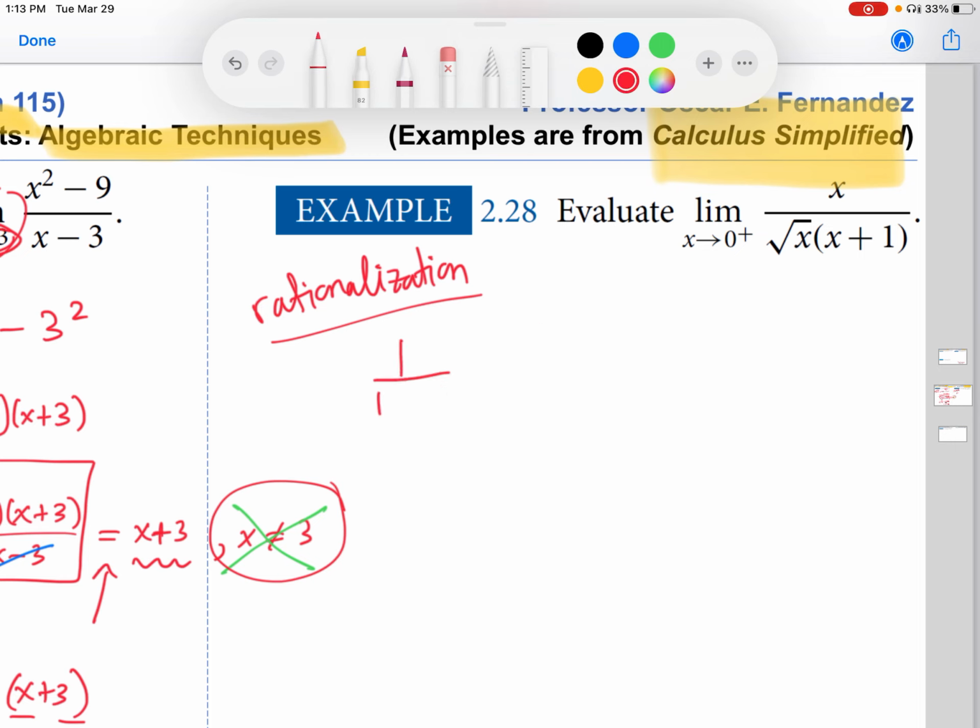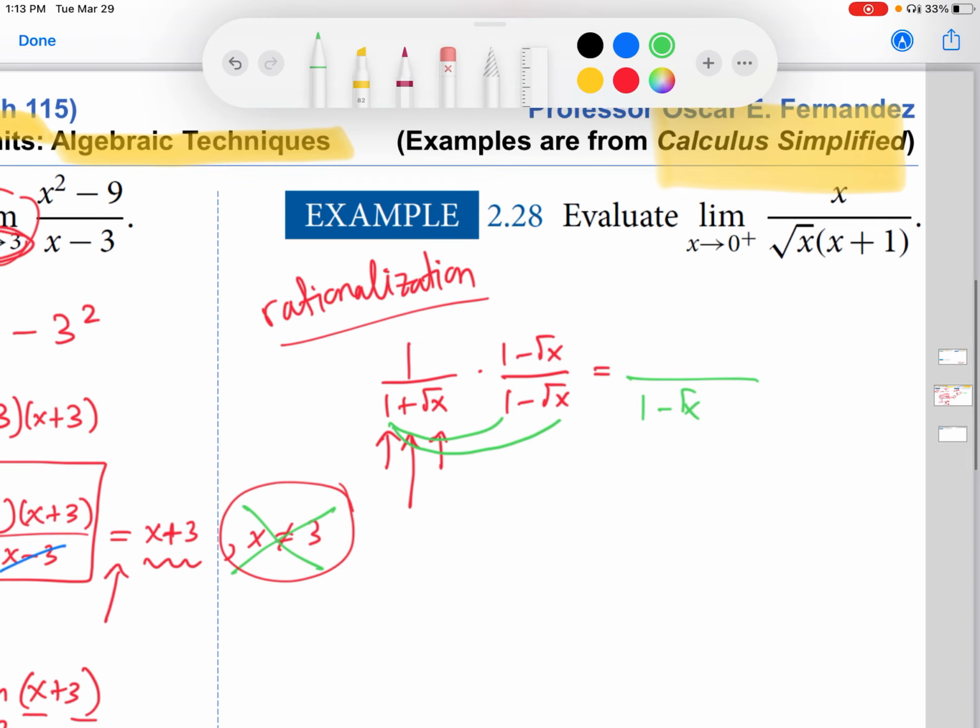So let's say you had 1 over 1 plus square root of x. What if I want to remove that square root of x from the denominator? I multiply by the conjugate. So that's these two things with the sign between them changed. So there's the conjugate. And what would I get? I would get 1 times 1, that's 1. 1 times negative root x plus root x times 1. And then minus root x times root x, minus x.